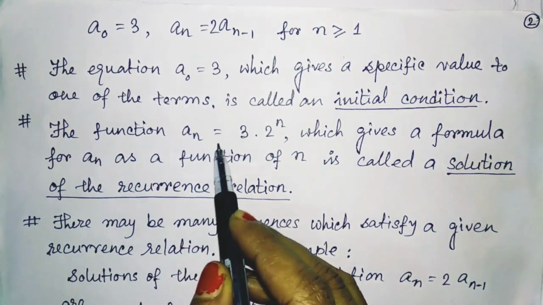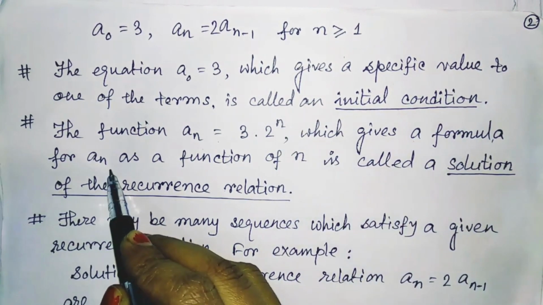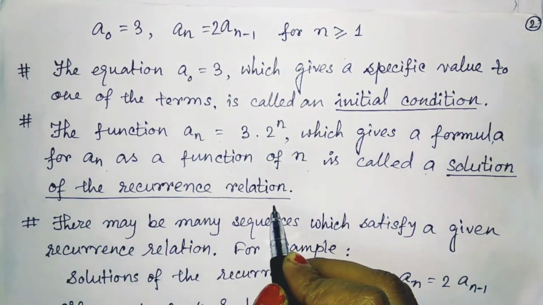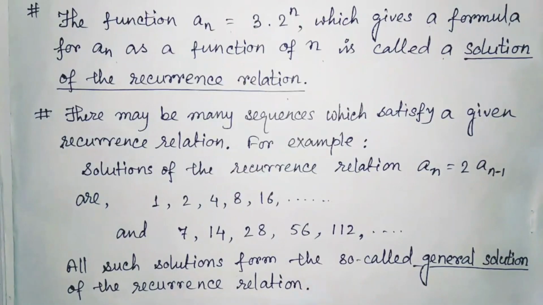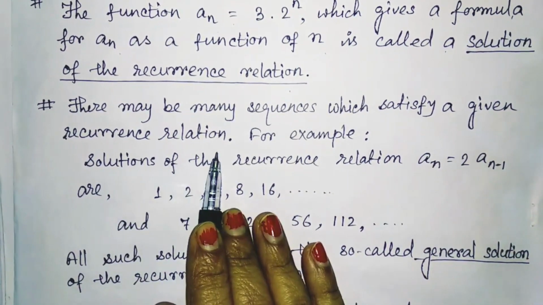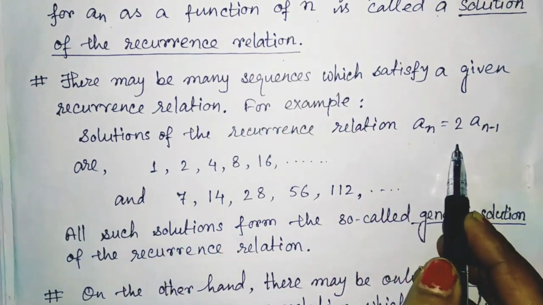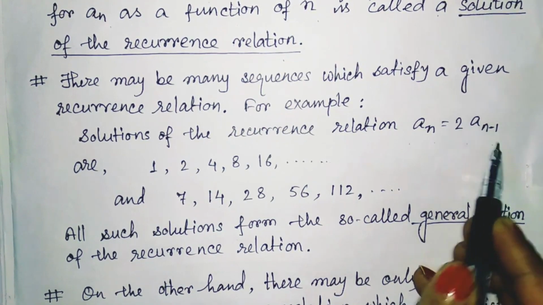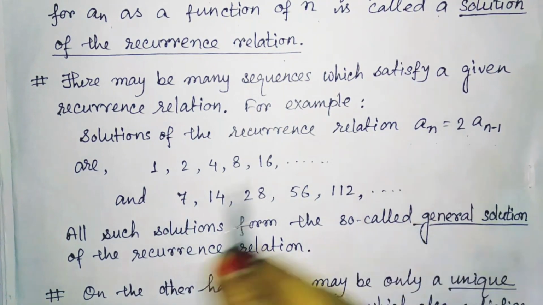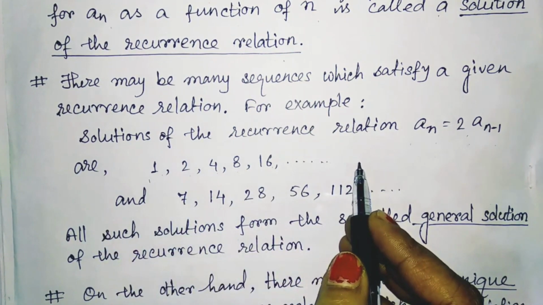The function an is equal to 3 into 2 to the power n, which gives a formula for an as a function of n, is called a solution of the recurrence relation. There may be many sequences which satisfy a given recurrence relation. For example, if our recurrence relation is an is equal to 2 into an minus 1, and no initial conditions are given, then we can assume that the sequence values are 1, 2, 4, 8, 16 and likewise.